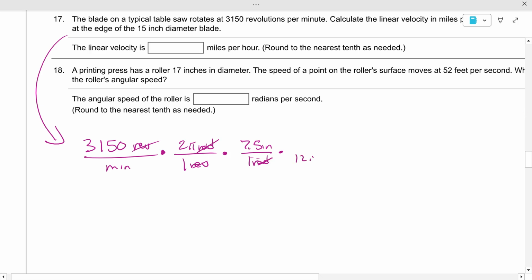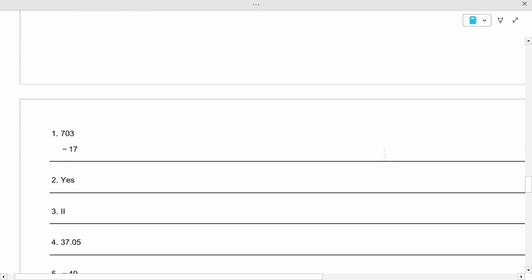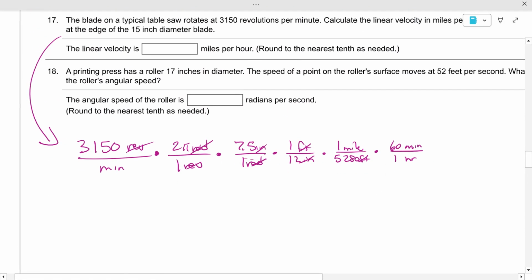So there are 12 inches in 1 foot, 5,280 feet in 1 mile, and 60 minutes in 1 hour. So you multiply across the top, then you divide by 12 and divide by 5280. And you get the answer, whatever that is. Oh, we're not done. I don't care what the answer of that one is.